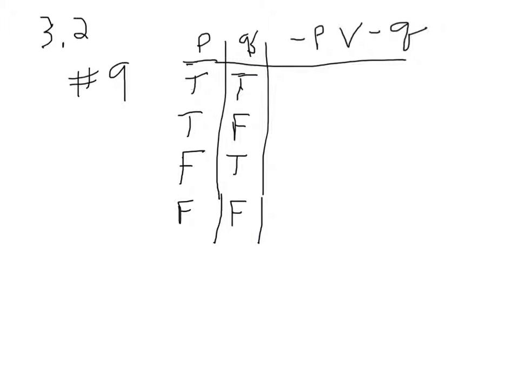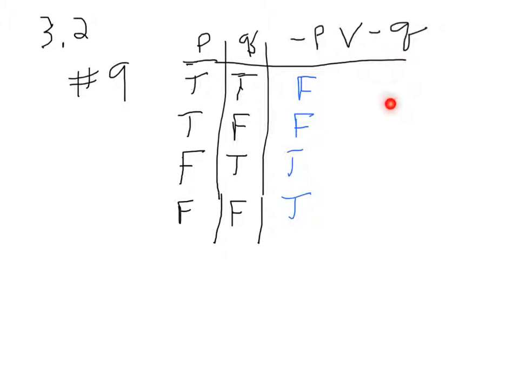So let me fill those in. This one will be false, false, true, and true. And again, that's because if this is false, that's going to be the opposite. This one's false, this will be true. This is true, so it'll be false.